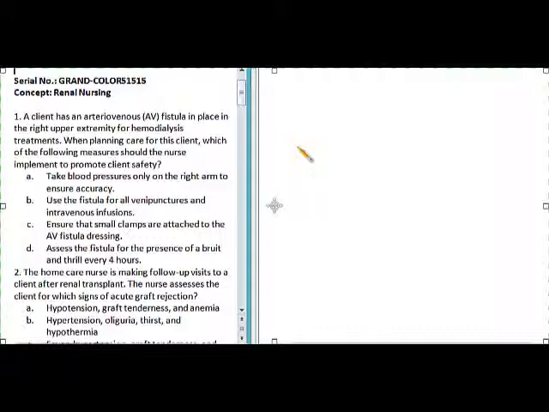Number 1. Client has an AV fistula in place in the right upper extremity for hemodialysis treatments. When planning care for this client, which of the following measures should the nurse implement to promote safety? So, our issue here is to promote safety. And going back, history of your client: patient has AV fistula in the right upper extremity. Okay, so that's the history of your client.